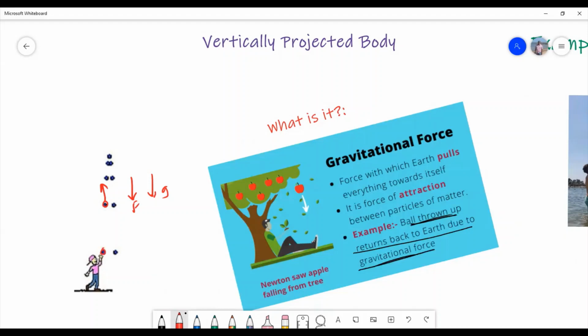That's why we need to impart some velocity in order to project it up. If you don't impart some velocity here, the body cannot rise up. Yes, there should be some velocity here. Otherwise, the body cannot go up because it has to overcome gravity. Then why does it come to rest? Because gravity is constantly pulling. That's why it has to stop. So what is a vertically projected body? Any object which is thrown up with some initial velocity. That's what we can call a vertically projected body.